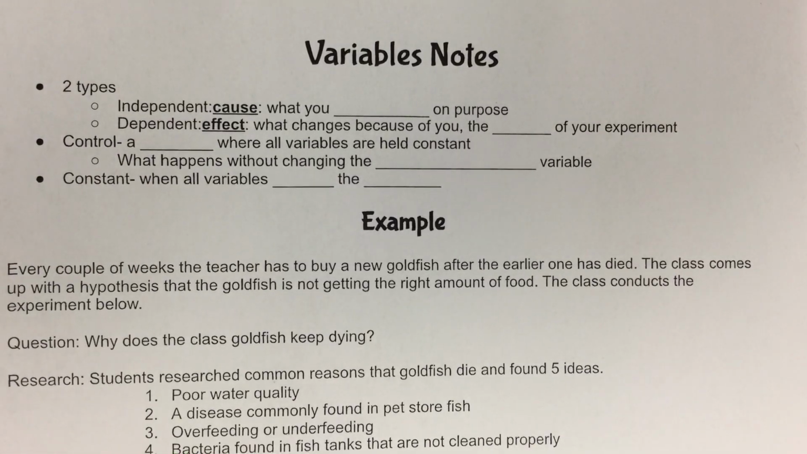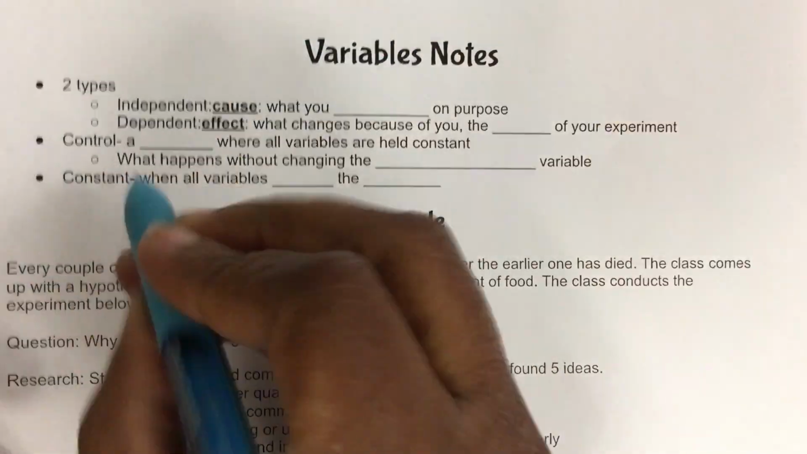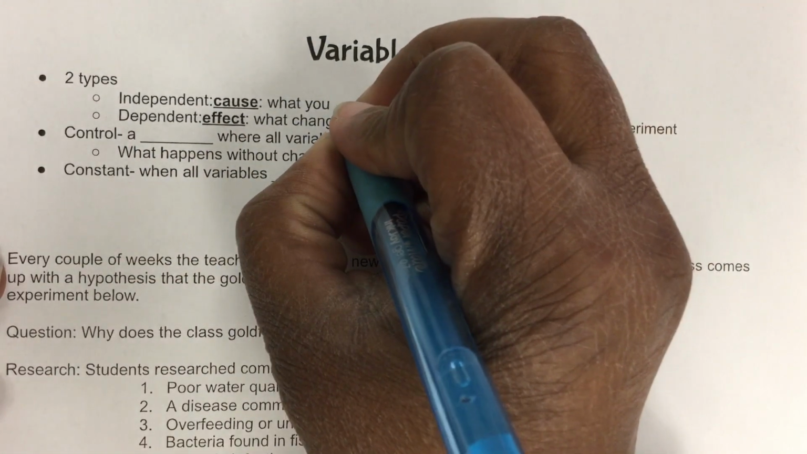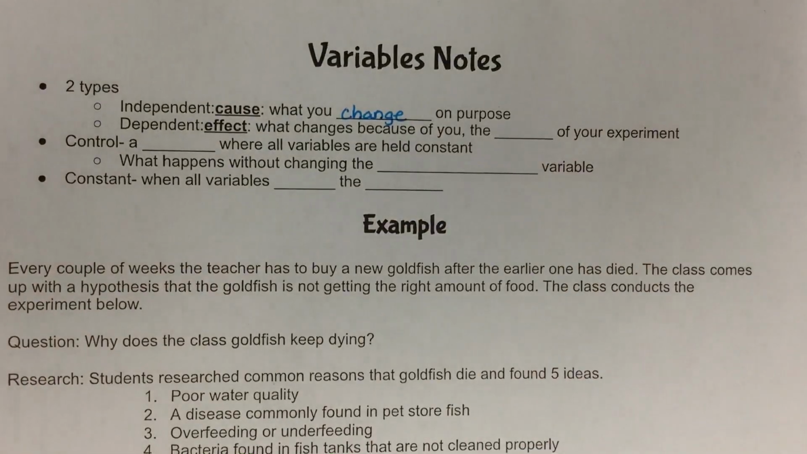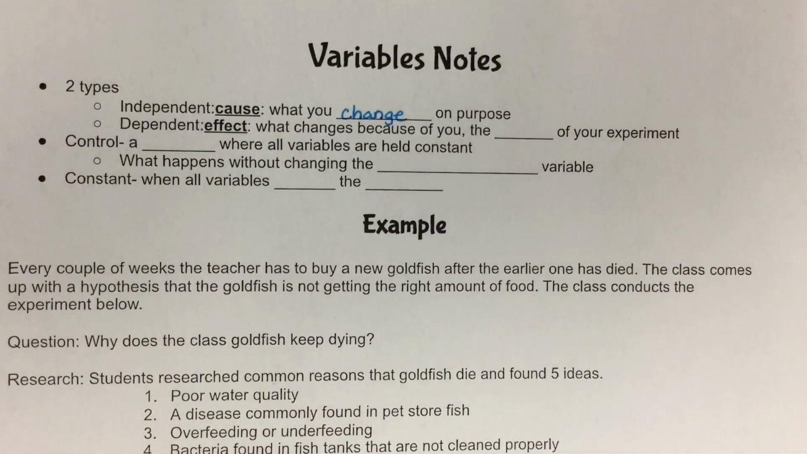In this video, we're looking at variables within an experiment. First thing you have to know is that an independent variable is what you change on purpose. So you have to look at what in the experiment are you actually testing? What do you actually mean to change and test about and know about your experiment?